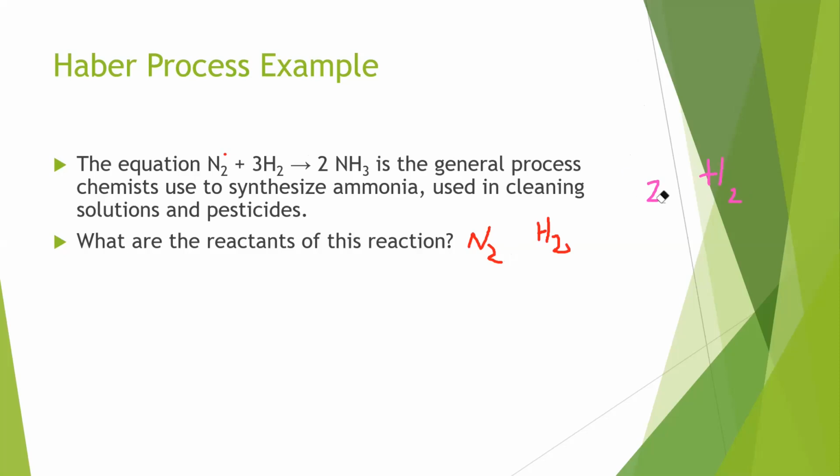You can ignore the coefficients, which are the numbers out in front, but you can't ignore the subscripts. I know it might be a little hard to type, so just type capital N and then just type a 2 after it for N2. So what are the products of this reaction? So please type that in the chat when you've got it.